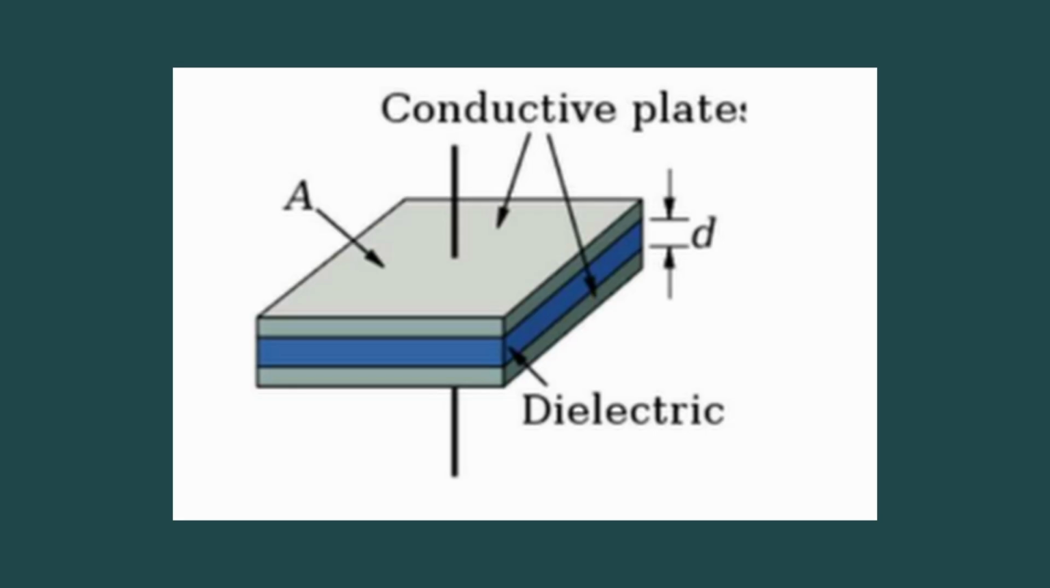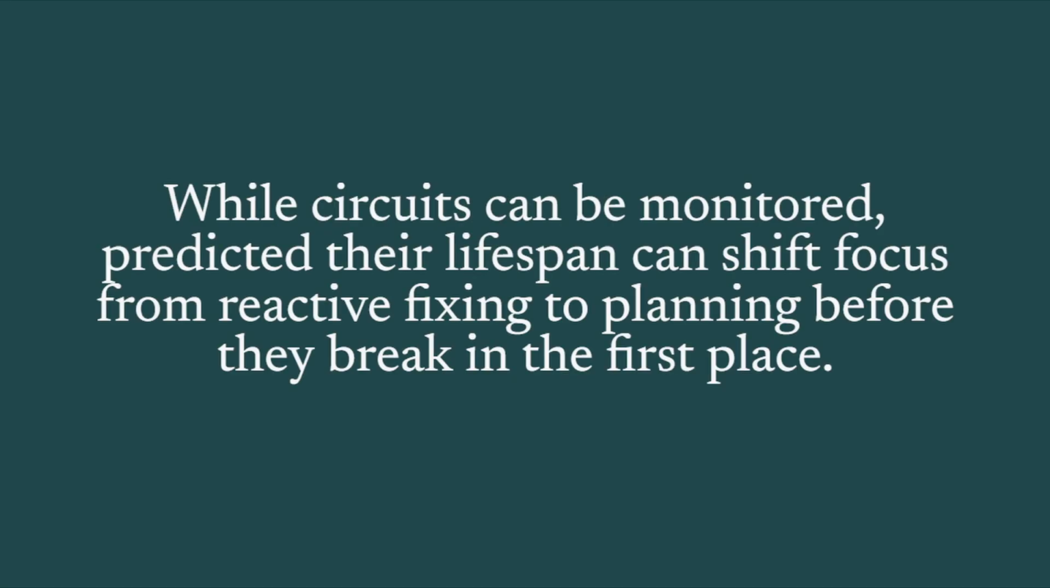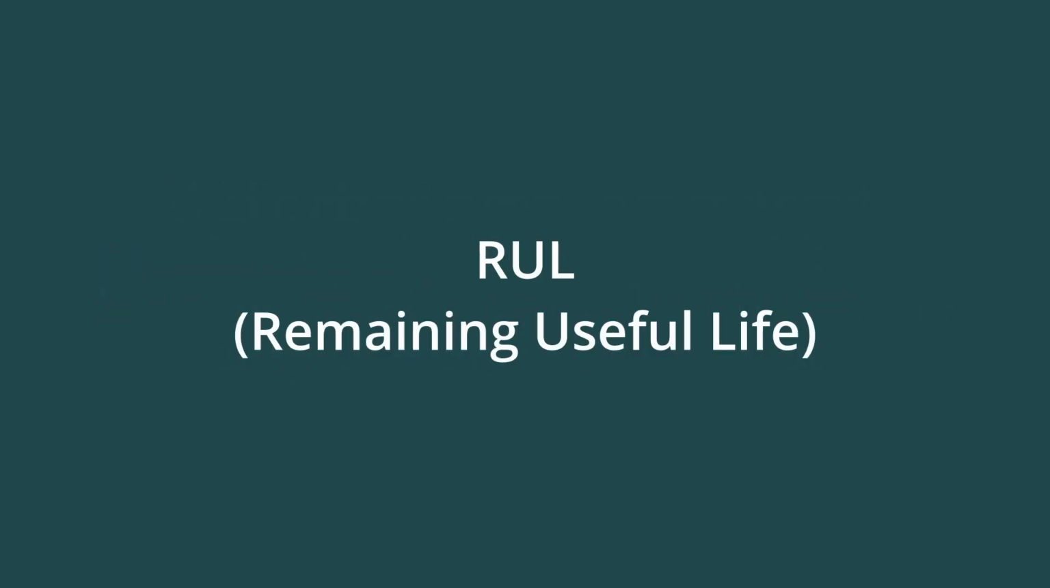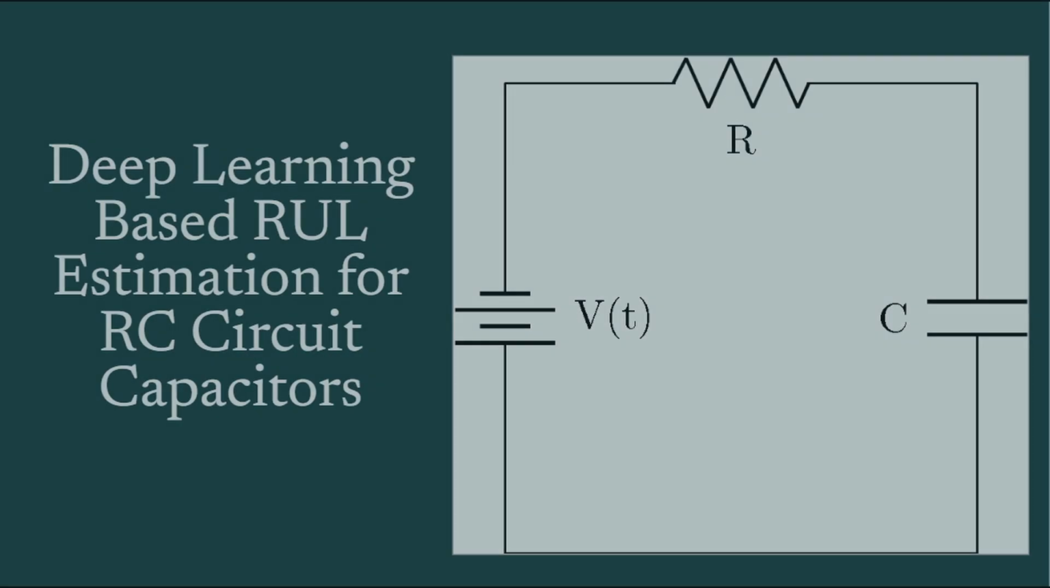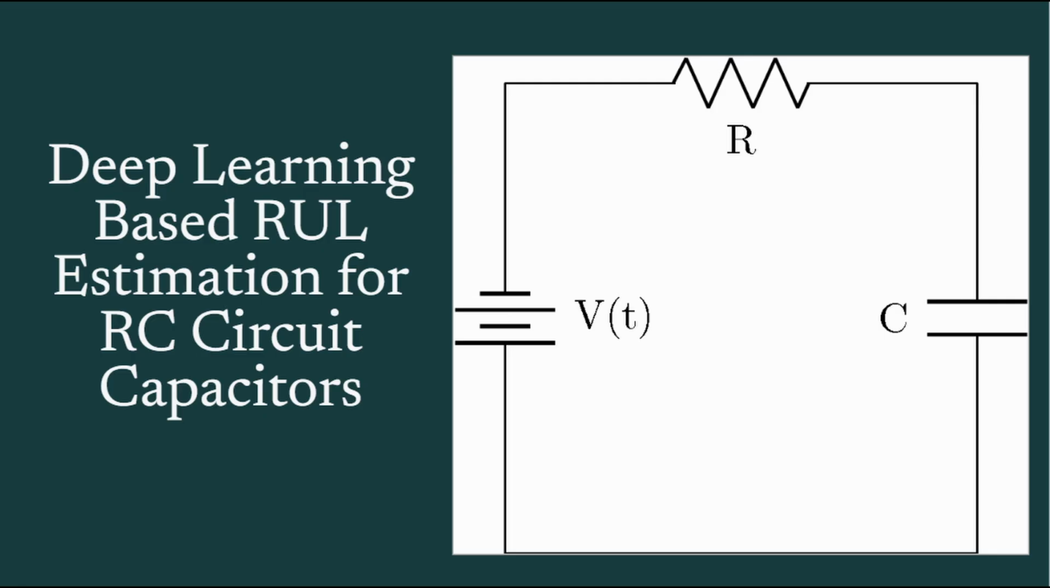Over time, these capacitors slowly wear down, and the problem is that this damage may not be obvious until the capacitor is close to failing. So instead of waiting for failure, it will be useful to predict how much life the capacitor has left. This is called its remaining useful life, or RUL. My project explores whether a deep learning model can use voltage data to predict the remaining useful life of a capacitor in an RC circuit.